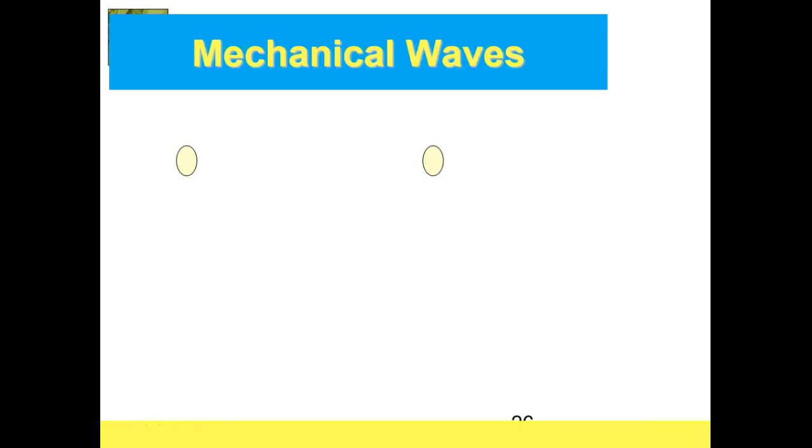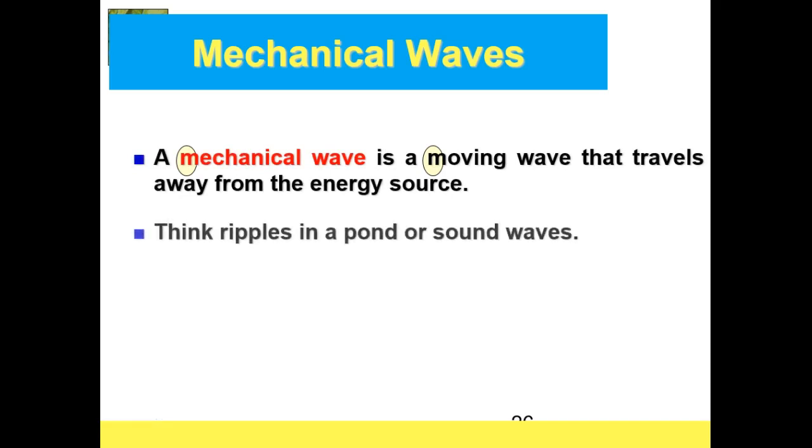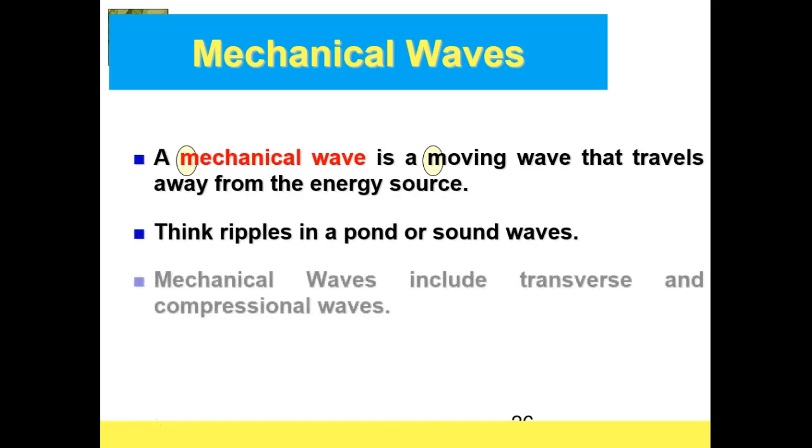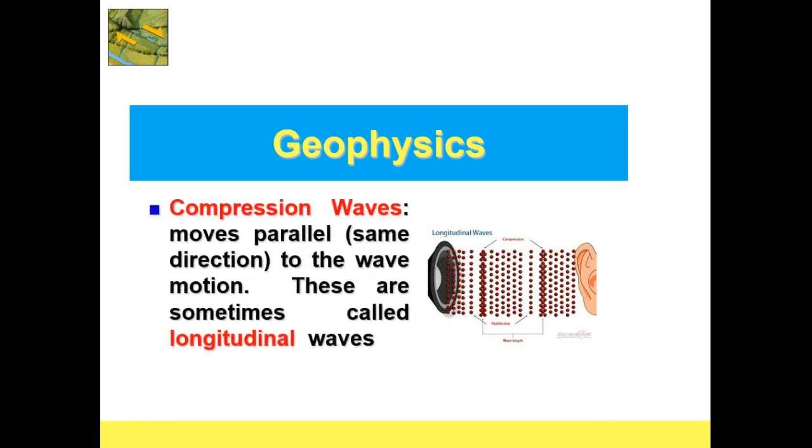Alright, if you remember from basic physics, mechanical waves are mechanical, meaning they're moving away from an energy source. Think of ripples in a pond. Mechanical waves can include transverse or compressional. So a little bit of geophysics. Compressional waves are ones that move in the same direction. Okay? They literally hit each other as they move from, say, the speaker to the actual ear, as my voice is coming to your ear right now.